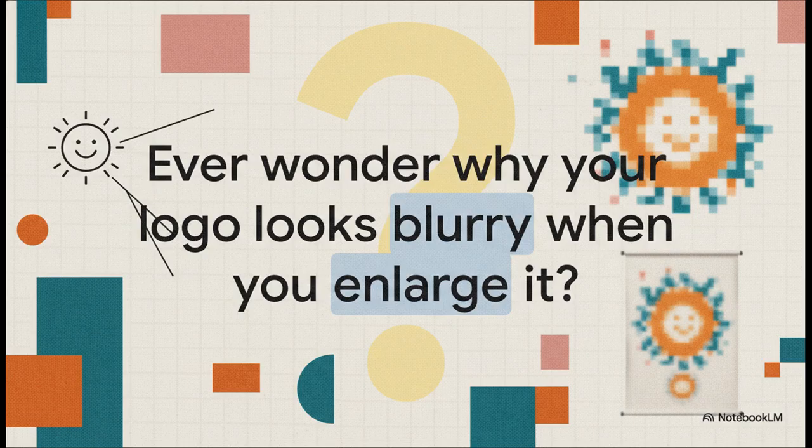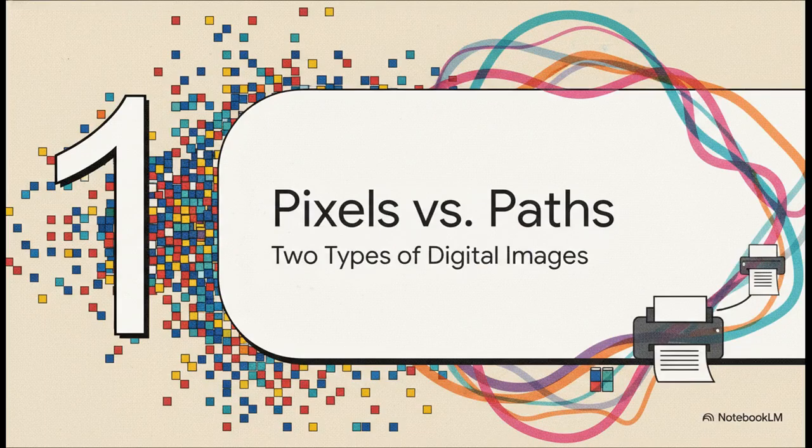We have all been there. You've got this small logo, it looks super sharp. But then you try to blow it up for a banner or maybe even just a bigger print, and suddenly, boom, it's a fuzzy, pixelated mess. It is probably one of the most common frustrations for creators, and it all comes down to the kind of file you're starting with. So, to get to the bottom of this, we've got to understand a really fundamental concept.